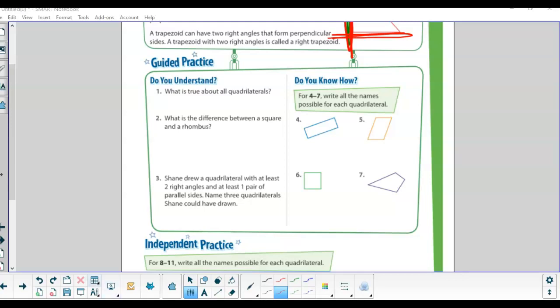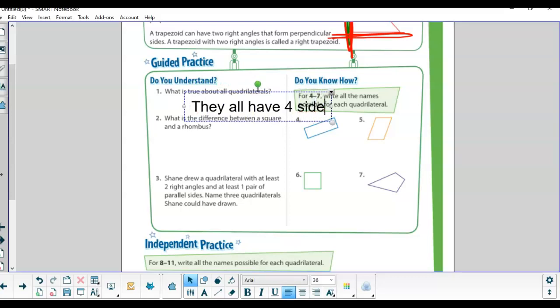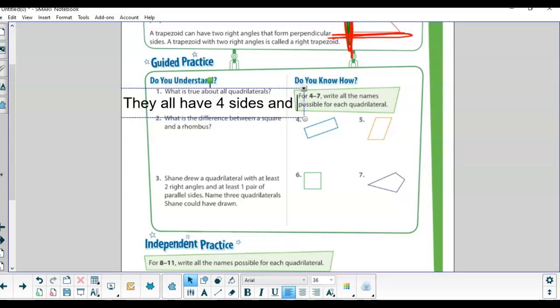Yeah, you know what? I also agree. They all have four sides. And not only do they have four sides, but they also have four angles. They have four sides and four angles. Okay, so that is what makes a quadrilateral a quadrilateral. The word quad in the beginning of the word quadrilateral means four. Quadrilateral, four angles. Okay.